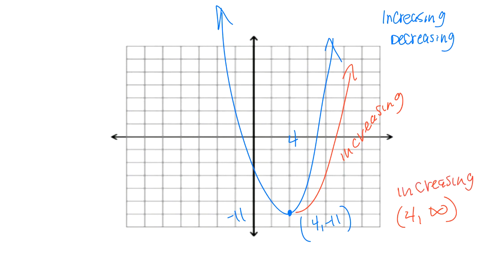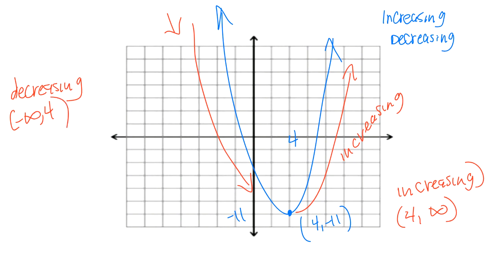So remember, increasing and decreasing is your x coordinate of your vertex. And then decreasing is coming from your negative infinity, coming from here to 4. So that's increasing and decreasing. Any questions on that?